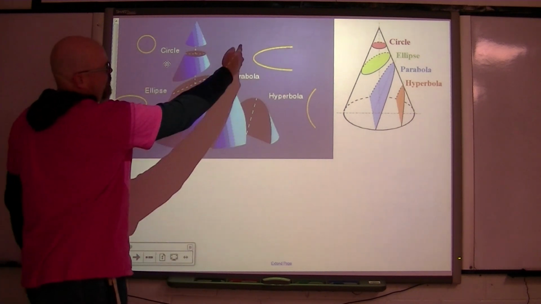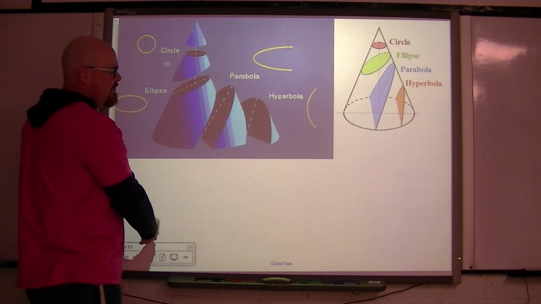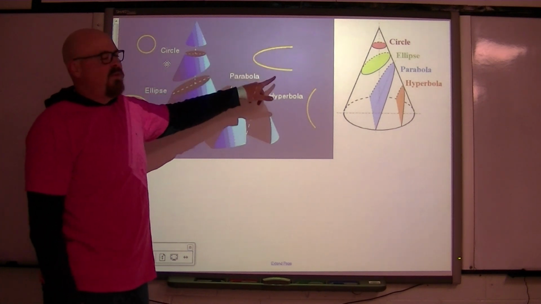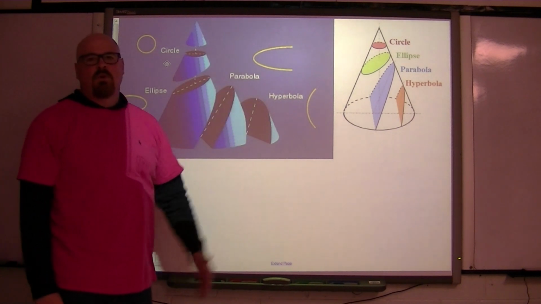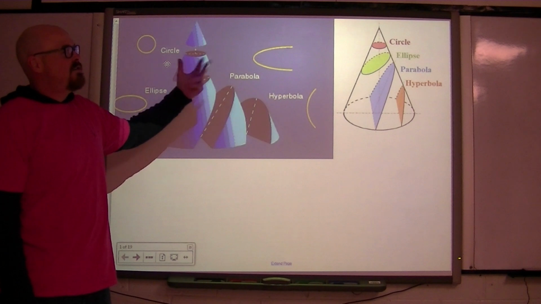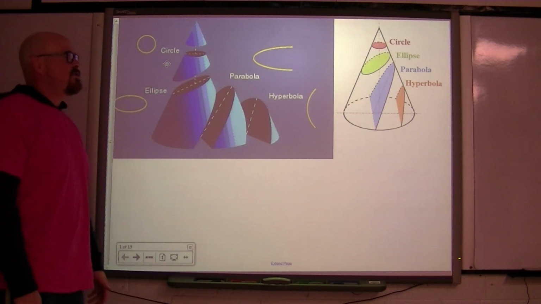If you slice through one side of the cone and go through the base of the cone and look down, you would be looking at a parabola. That's where we're going to start our discussion today, and then the hyperbola, which we'll talk about later. We're going to start by talking about parabolas, then we're actually going to circle back around to circles and ellipses.